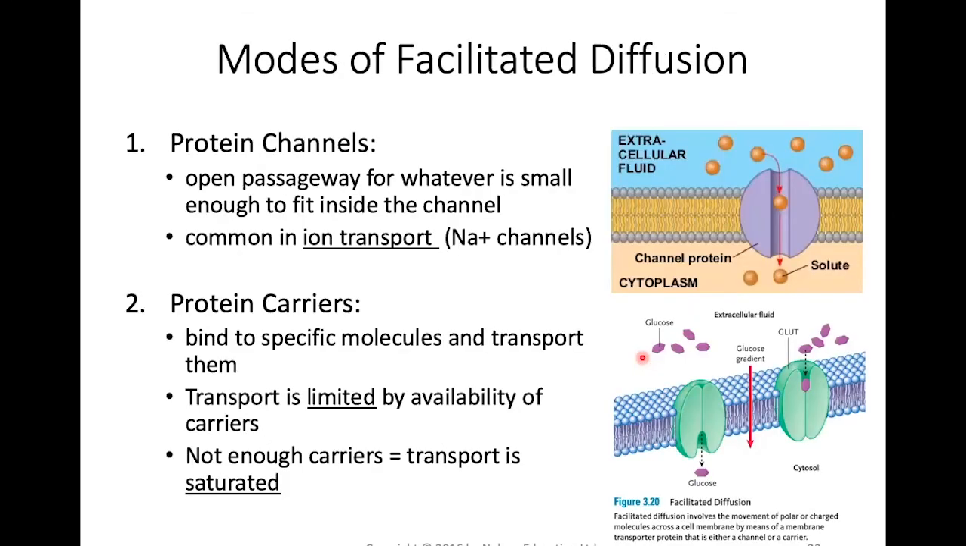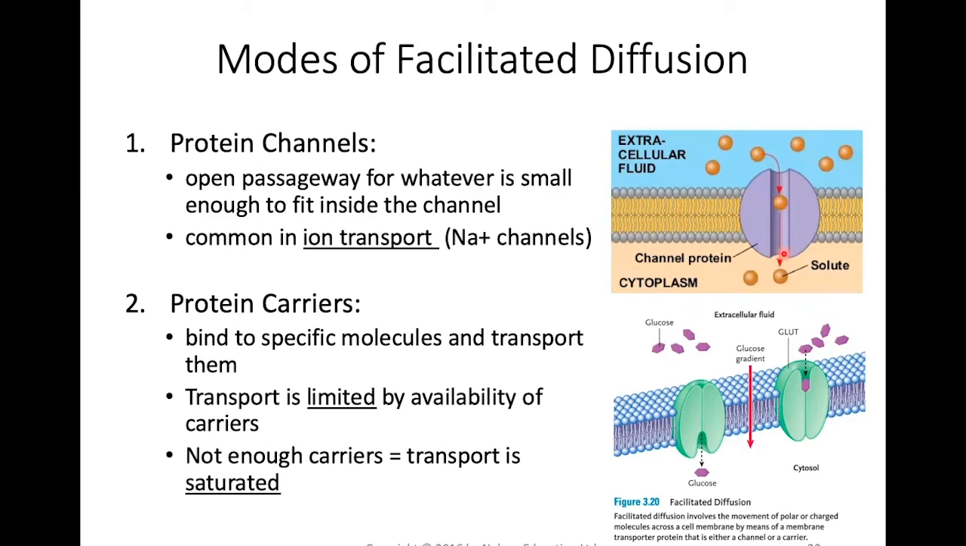Now, there are a few different ways in which facilitated diffusion can take place. The first one is simple protein channels. So a protein channel is an open passageway for whatever is small enough to fit inside. And channels are specific. If you're letting a certain ion pass through, it's only that one ion that will pass through. So there are specific sodium channels, specific potassium channels.